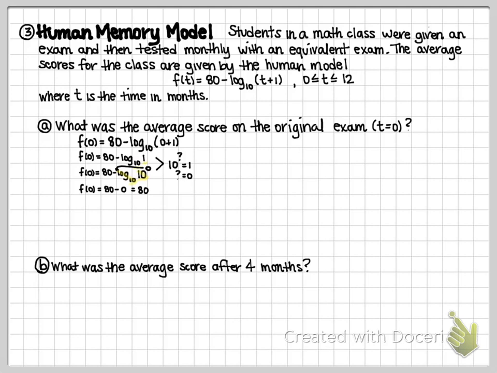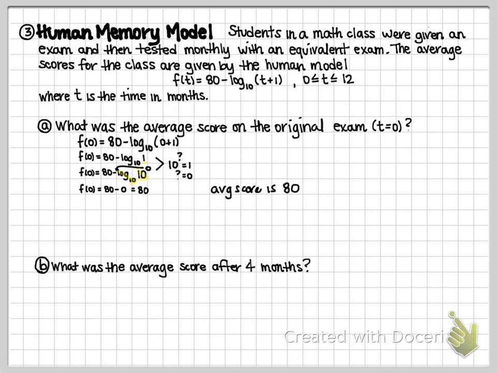Taking a look at the question, it says what was the average score? Does it say that this is a percent? It doesn't say what it is. So I would say the average score is 80. So that's going to be the points for this one.